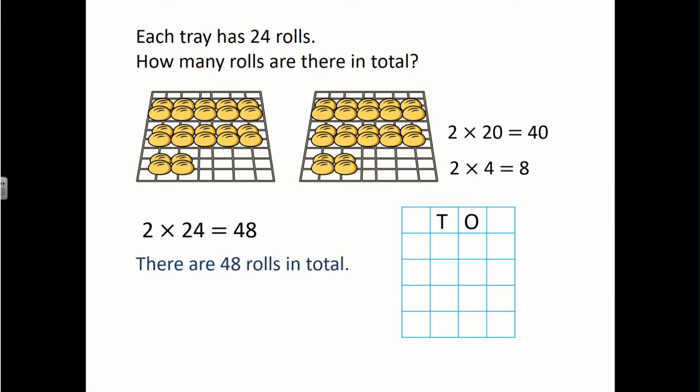We can represent this as a short multiplication. So we use our tens and ones columns and write 24 in the top, multiplied by 2, making sure we line the 2 into the ones column. 24 multiplied by 2. 4 multiplied by 2 is 8. And 2 multiplied by 20, because remember that 2 in the tens represents 20. 2 multiplied by 20 is 40. 24 multiplied by 2 is 48.